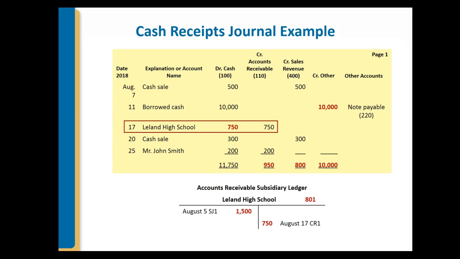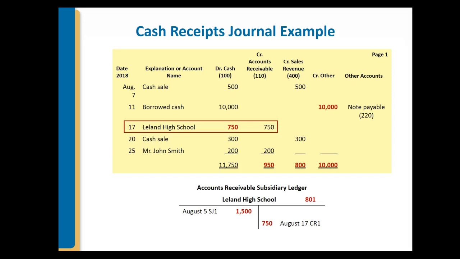At the end of August, a $950 credit is posted to the Accounts Receivable General Ledger account, number 110, and an $800 credit is posted to the Sales Revenue account, number 400. 2 additional credit columns are provided for uncommon cash receipt transactions, one for the credit amount and one for the account being credited. So we see that in August, Dresswright borrowed $10,000, requiring a credit to the Notes Payable account, number 220.